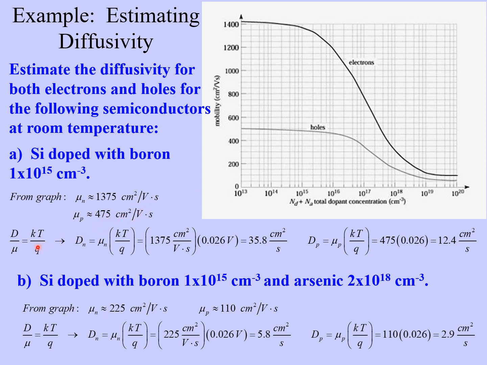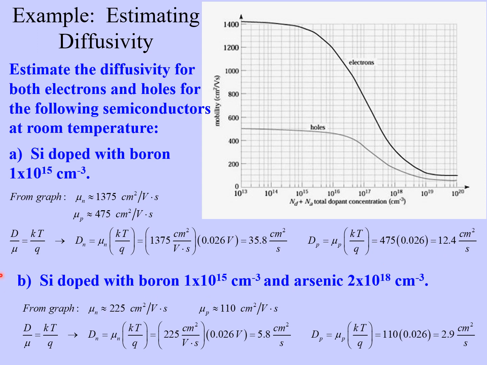So using the Einstein relation, D over mu is equal to KT over Q, I can calculate the diffusivity of electrons. It is equal to the mobility, mu, which we said was 1375, multiplied by the thermal voltage, KT over Q, equal to 0.026, and I get 35.8 centimeters squared per second. That's how we can calculate diffusivity. Likewise, the diffusivity of holes is the hole mobility, which we estimated to be 475, times 0.026, and we get 12.4 centimeters squared per second.